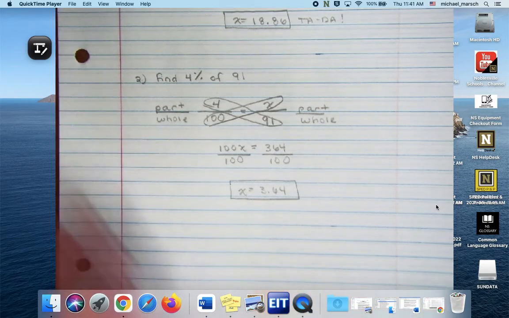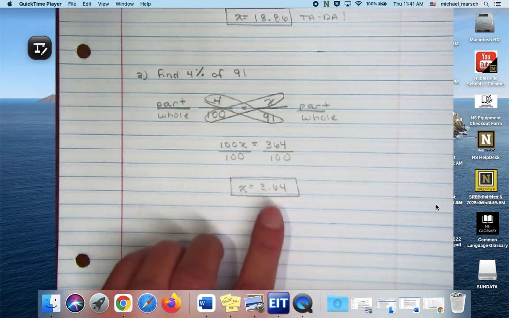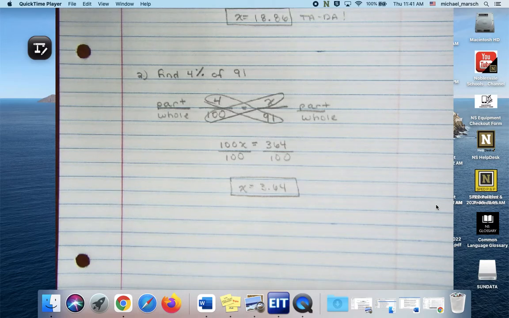Okay, so our answer is 3.64, dividing 364 by 100.